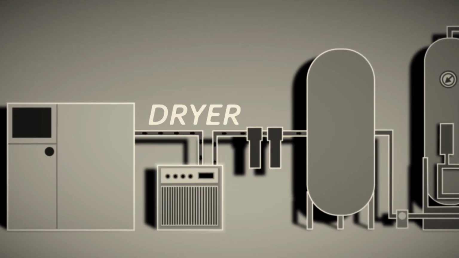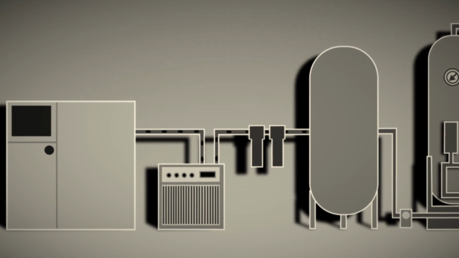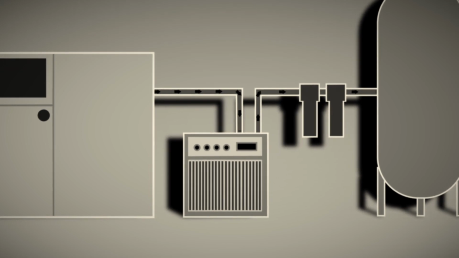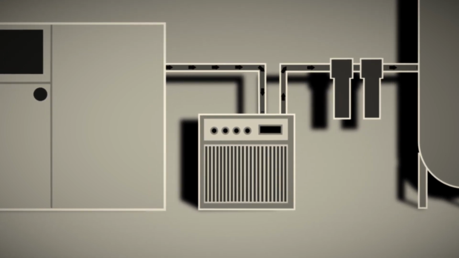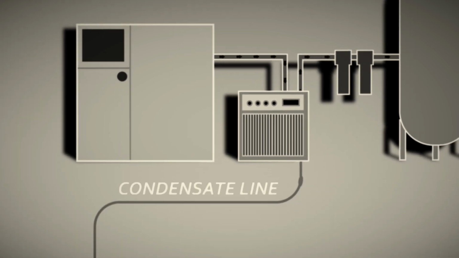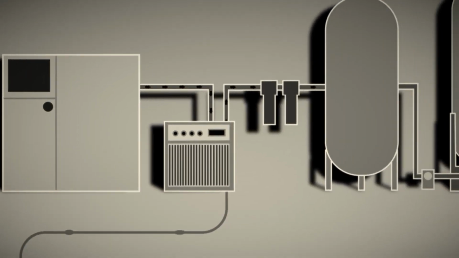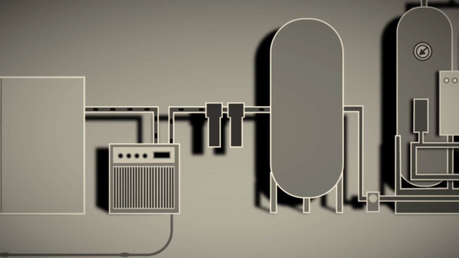This is the job of the air dryer. The most common type is the refrigerated dryer. Here, water is removed by cooling the air to near freezing temperatures, forcing even more water to condensate out of the air. This water is removed via a condensate line. A series of coalescing filters are used to both filter out small particles, as well as remove any leftover droplets of water or oil that may have escaped the compressor or dryer.